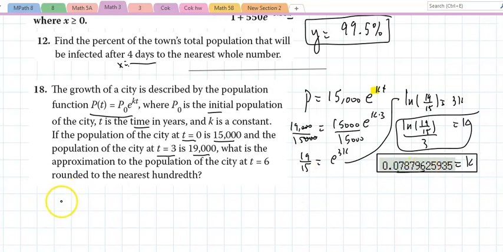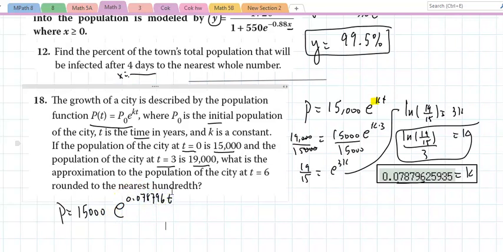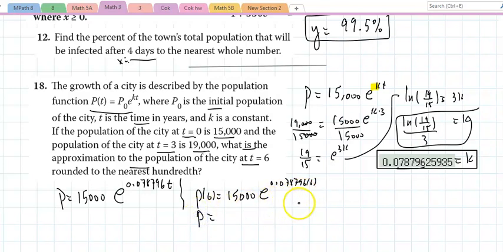So I have P equaling 15,000 e to the 0.078796 t. Okay, what do they want to know? What is the approximate population when t equals 6? Well, isn't P of 6 15,000 e to the 0.078796 times 6? And wouldn't the population be?